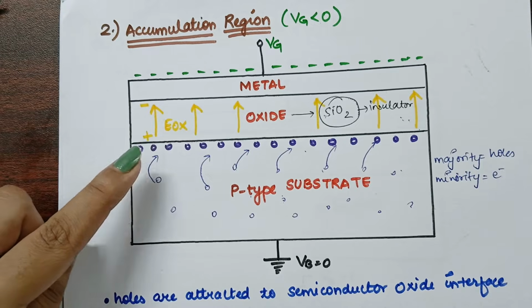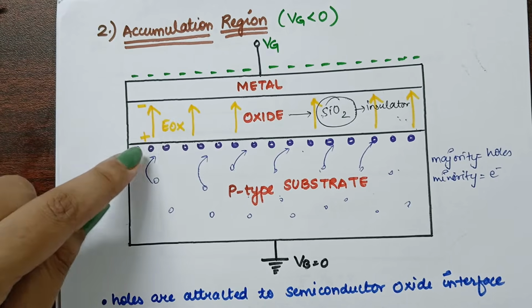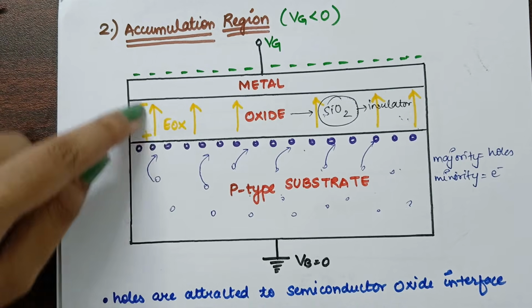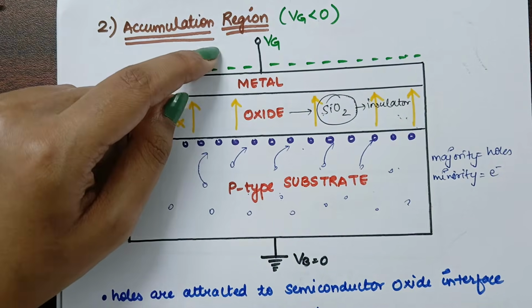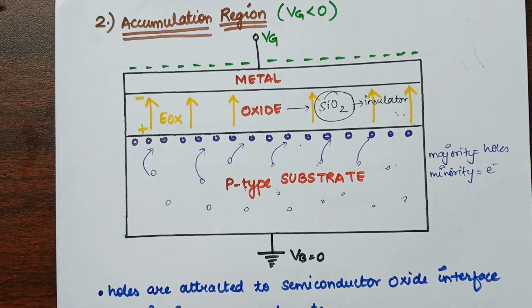Because this is positive, a hole is a positive charge. So from positive to negative, the electric field direction will be in the upward direction. Is it clear?